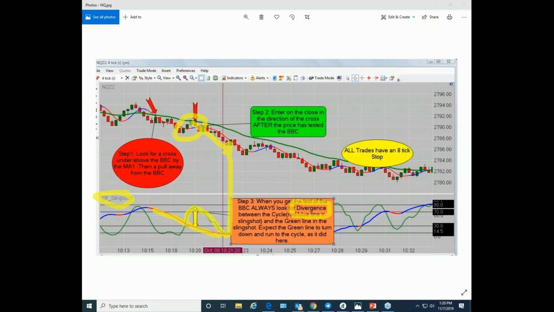Okay, so this is the point where the green line gets into the cycle. We expect the market to make a new pivot low, and this is where we close out the trade, right here. Why? Because this is where the trade exits down in the slingshot. We expect the green line to pull away, close the gap, pull away, close the gap, pull away, close the gap, until the momentum turns bullish.